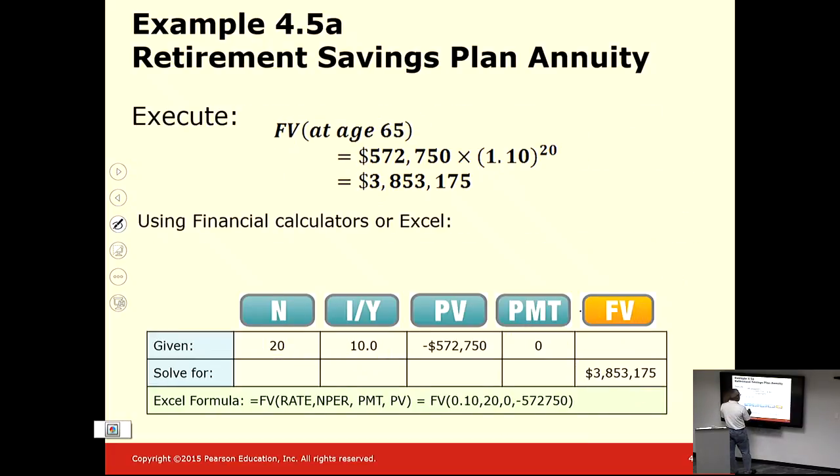So now my N is 20, IY is 10. I enter 572,750 as my present value in year 45, in the 45th year of my life. And then for the next 20 years, it is just growing as a lump sum amount that will grow to $3.853 million. Pretty good deal. The small amount of investment, at the end, you end up with a very large sum of money available to you.